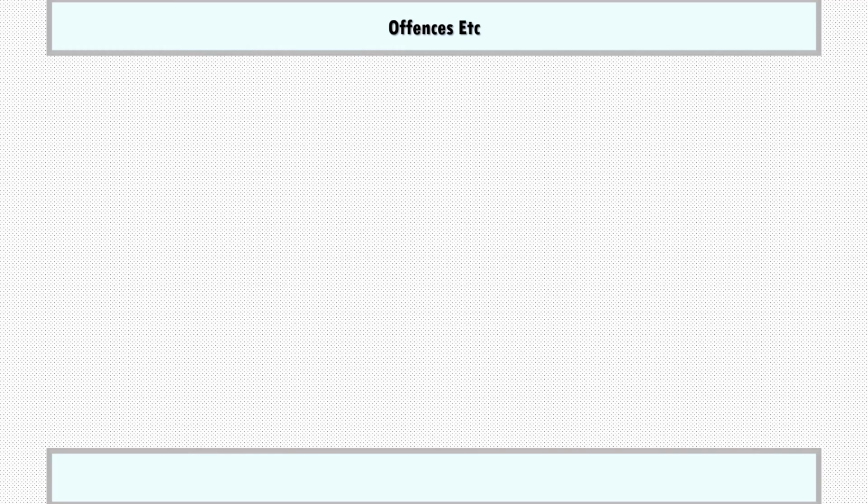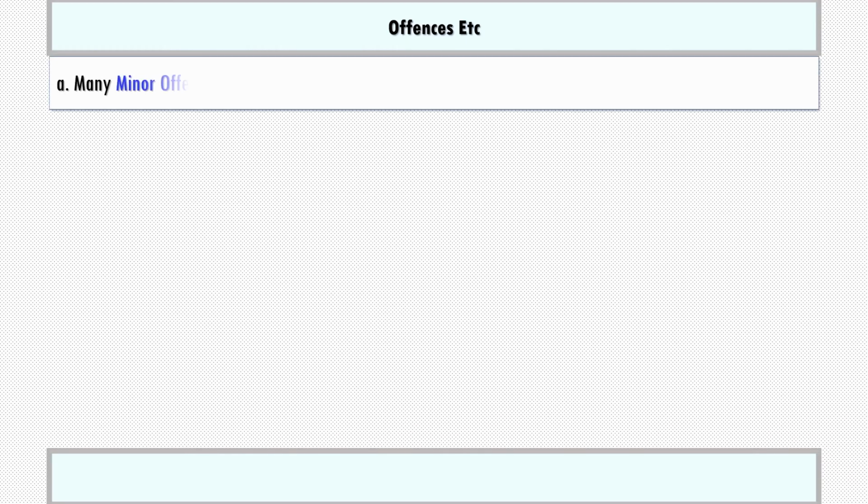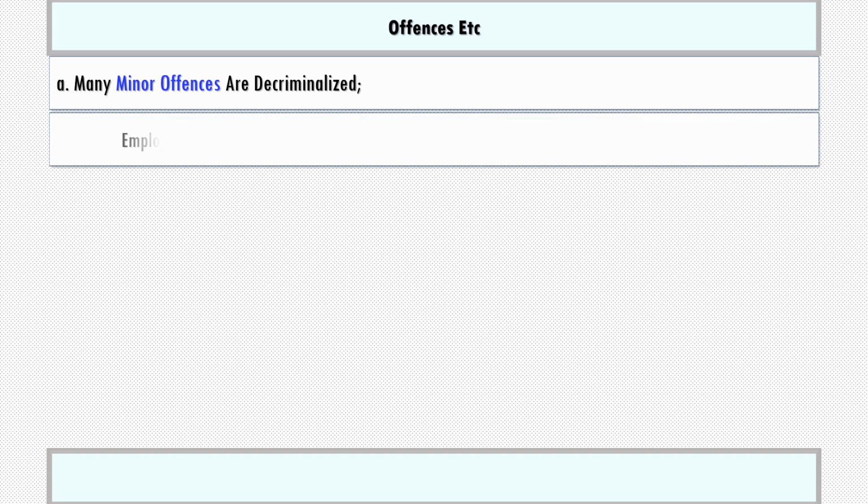The OSH code facilitates decriminalization of many minor offences. It also gives employers a mandatory 30-day notice to comply before any prosecution.